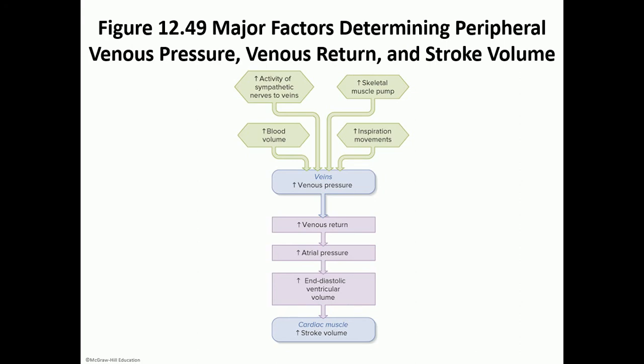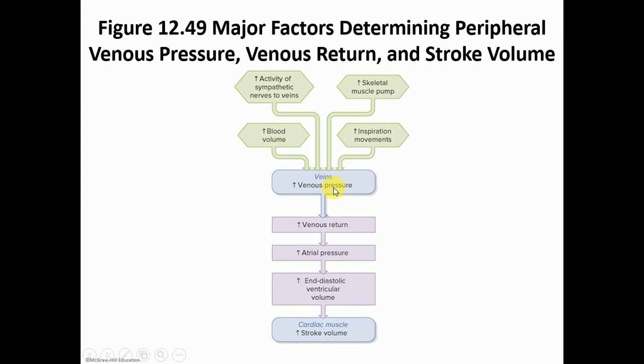Now, how do we relate the venous return and stroke volume? There are different things that we could do to increase our venous return, and we already talked about those. There is the inspiratory movement: as we inhale, the negative intrathoracic pressure is going to suck blood up towards the heart. Increase the skeletal muscle pump, so movement. Increase in the sympathetic stimulation to the veins that leads to venoconstriction. And any increase in blood volume. All of these are going to increase the pressure in the veins.